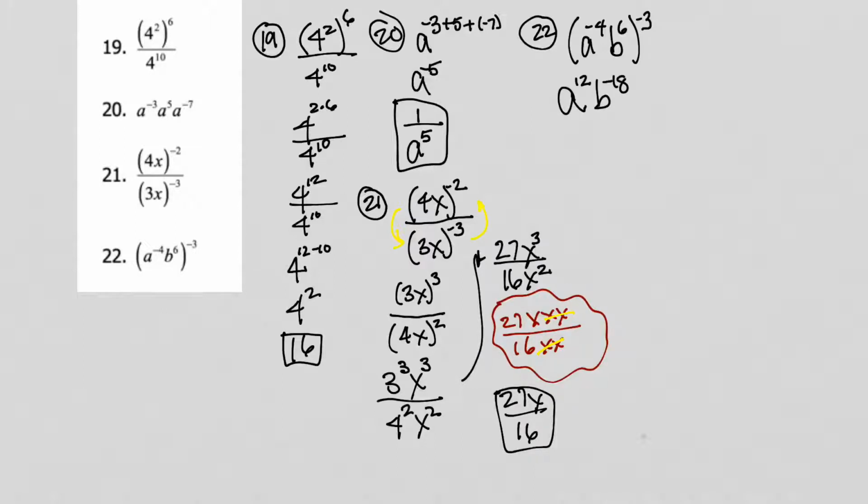And then I want to write my result with positive exponents only, so I can get rid of that negative exponent if I drop the base into the denominator. So this will give us a to the 12 over b to the positive 18.